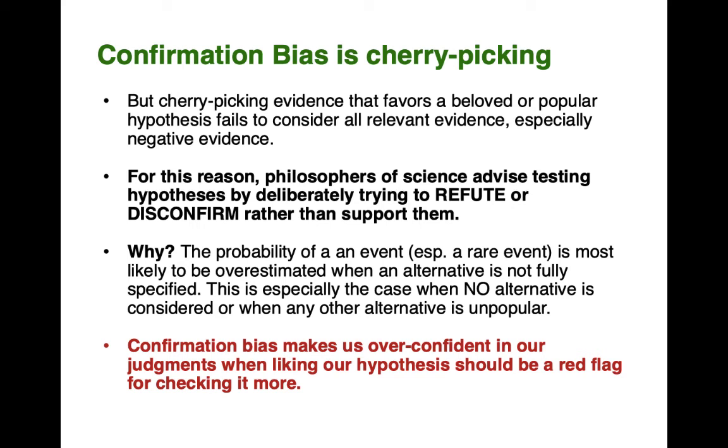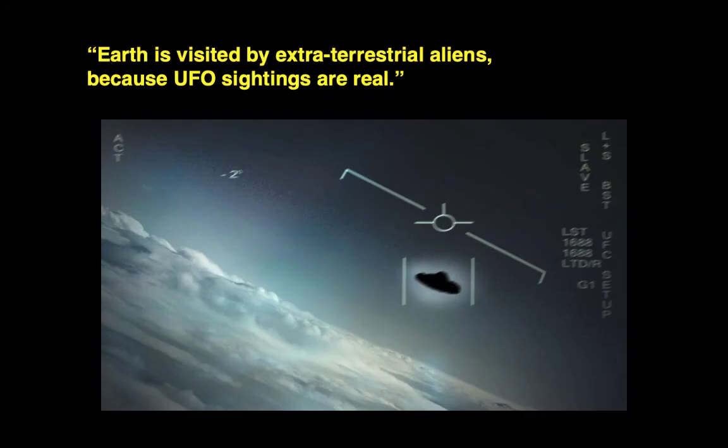Confirmation bias makes us overconfident in our judgments, when liking our hypothesis should be a red flag for checking it more. Earth is visited by extraterrestrial aliens because unidentified flying object sightings are real. But have we considered alternative explanations of unidentified flying objects? They could just be things we don't know what they are. They could be experimental aircraft. They could be military aircraft from the United States or from some other country. They could be weather events, meteorological phenomena, all of which are much more likely than that we are visited by extraterrestrials.